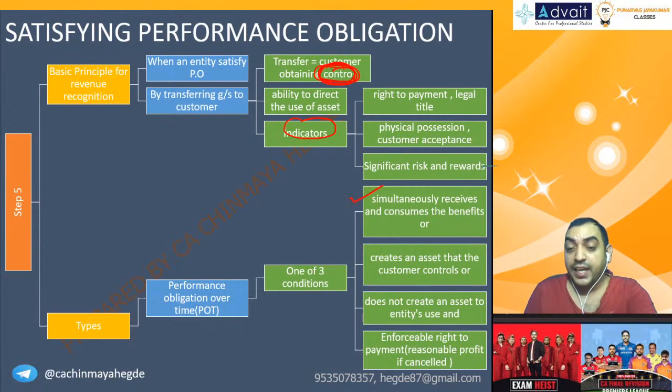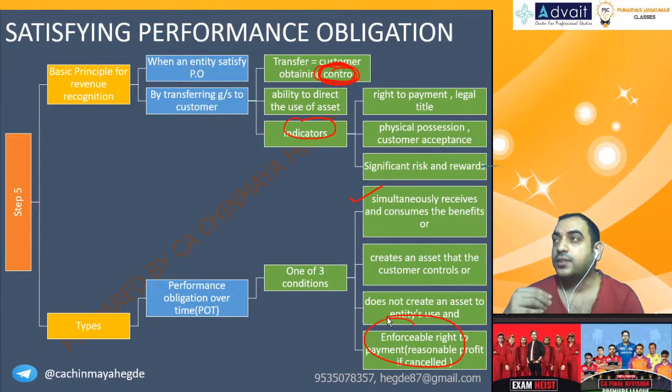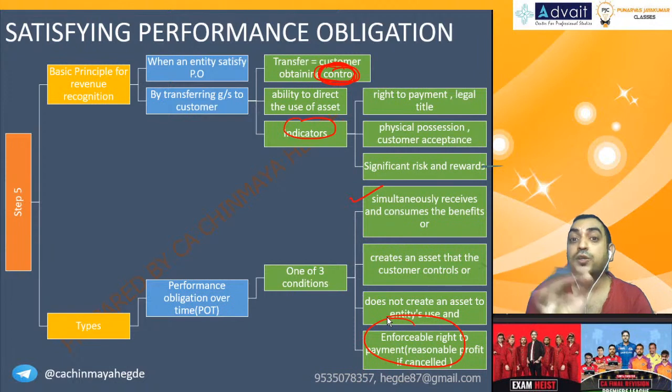The last one is enforceable right to payment, including reasonable profits. For example, you are doing, let's say, what do you call it, in a merger, a peer review. What do you call that audit? I forgot the name. Due diligence. Yeah, due diligence. You do due diligence before a merger. Okay, you give a report.